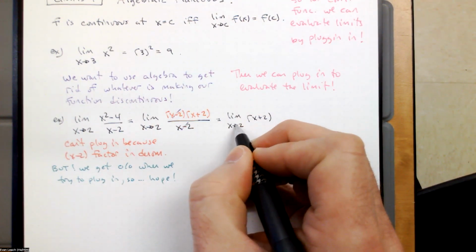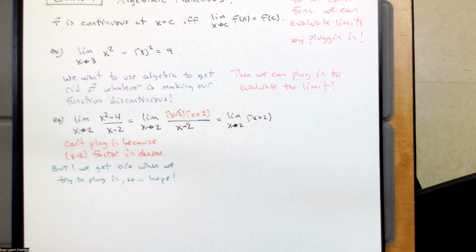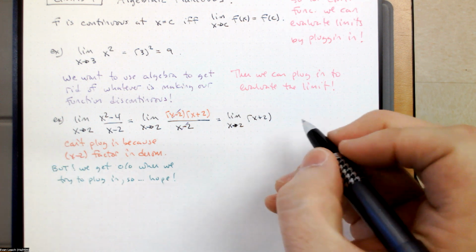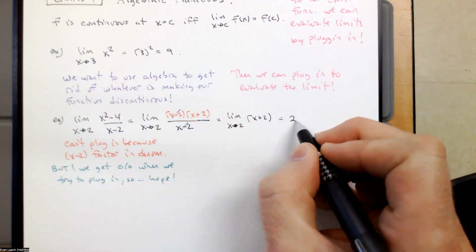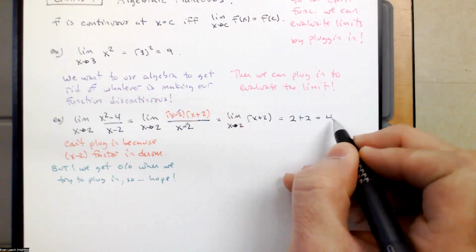What's left over is a function that is continuous at 2. This is not equal to the original expression. X plus 2 is not equal to x squared minus 4 over x minus 2. But the only place it's not equal is 2. And we don't care what's happening at 2. We care about what's happening near 2. But we've taken care of the problem, so now we can plug in. This is algebraic workarounds. 2 plus 2 is 4.